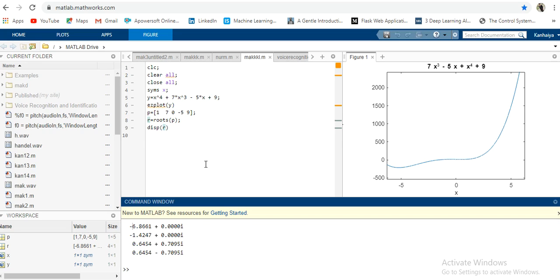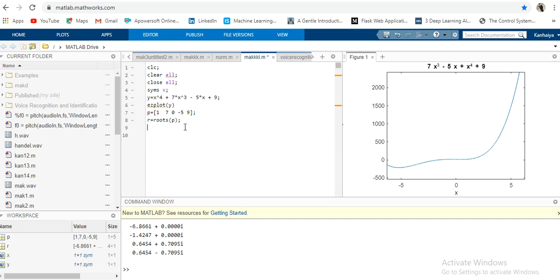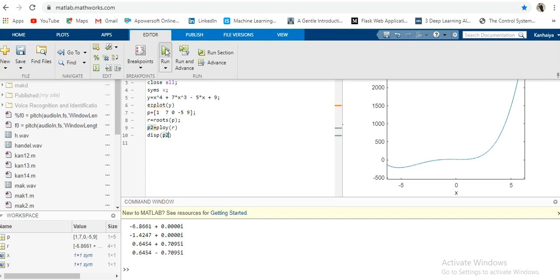Now we have the roots also, so we will derive the polynomial from the roots only. Okay, now we will consider p2 equal to, we will use poly, because we have to create the polynomial. We have to create the polynomial from what? From the roots only. Okay, p2 will be equal to this one. Now we want to display it also, it will be p2, right? Let's see if it is giving us the polynomial or not.